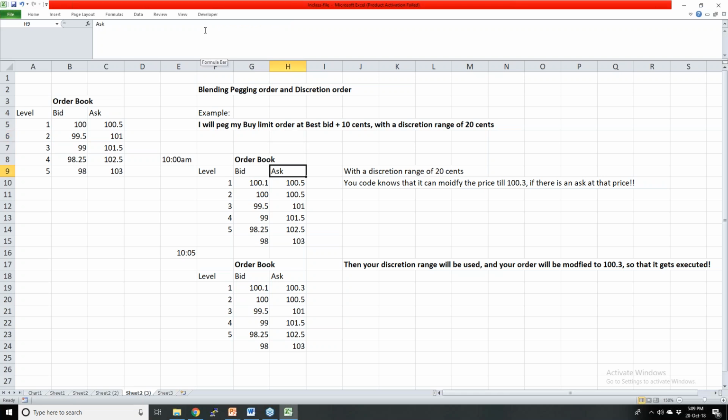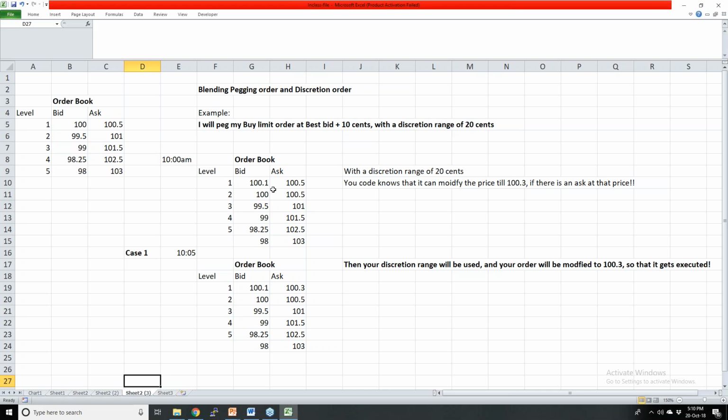So if I've done this, I will fire an order at 100.1. If the ask is 100.5, it will just sit there as a limit order, right? It will not do anything. Or, if the ask goes to 100.3, my discretion range will be used and my order will get executed. So this is case 1, right?